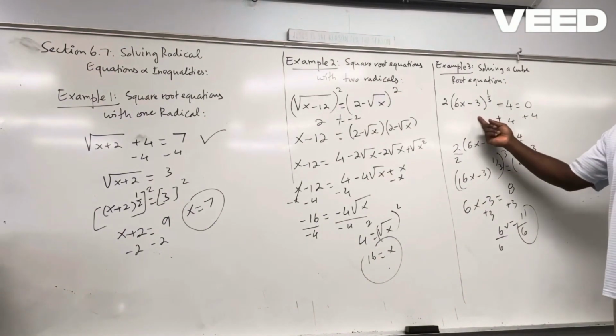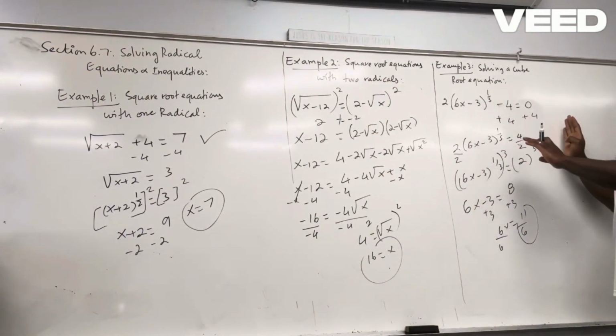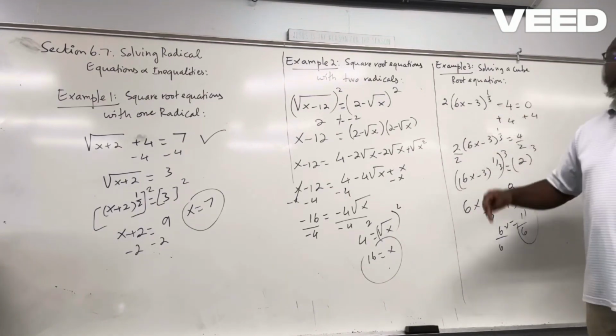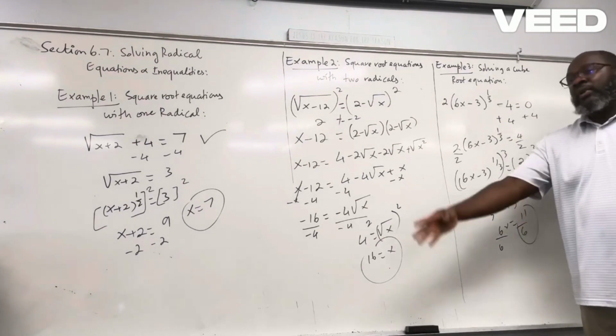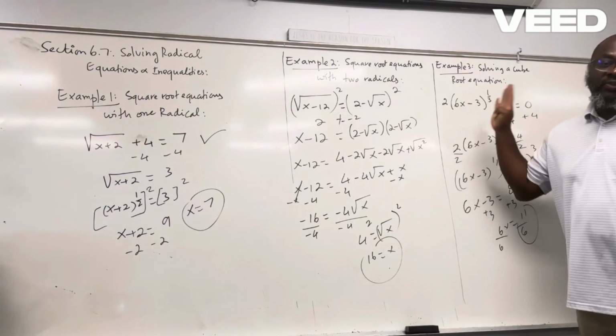And the last one is a cubic root. You want to isolate the radical and the numbers, and then because it's a cubic root, you raise it to the power of 3. If it's a 4th root, raise it to the 4. If it's a 5th root, raise it to the 5. If it's a 10th root, raise it to the 10. So the same process for each one of them.